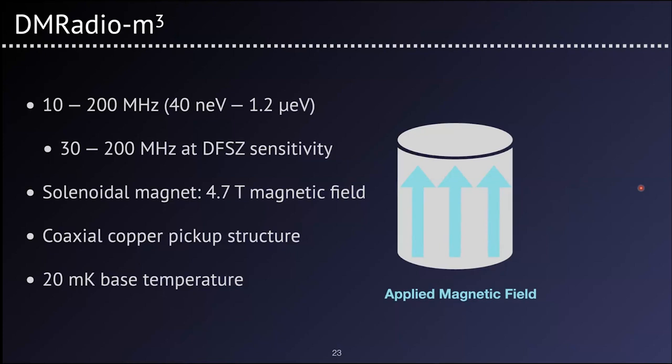Which is very exciting. DMRadio meter cubed will use a solenoidal magnet with a 4.7 Tesla magnetic field. And it will also use what we call a coaxial copper pickup structure, which is intended to work with this solenoidal design. And finally, it will have a 20 millikelvin base temperature, just like 50 liter.